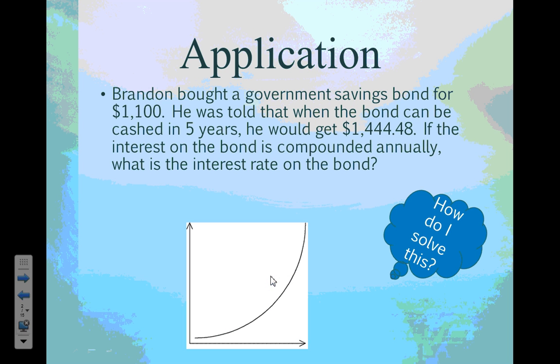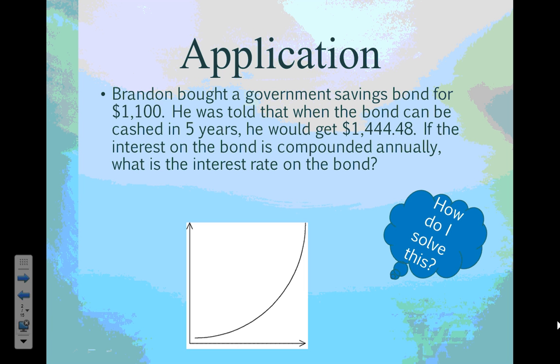Well, let's look at the chart. You have a certain amount of money, which is $1,100, that you're going to put into a bank, in a savings bond. After 5 years, that money that you're going to get out of that bank is going to be $1,444.48. It's asking you, what is the interest rate? How do I solve that, you ask yourself. You use logarithmic function, which we'll be explaining later on in the section.